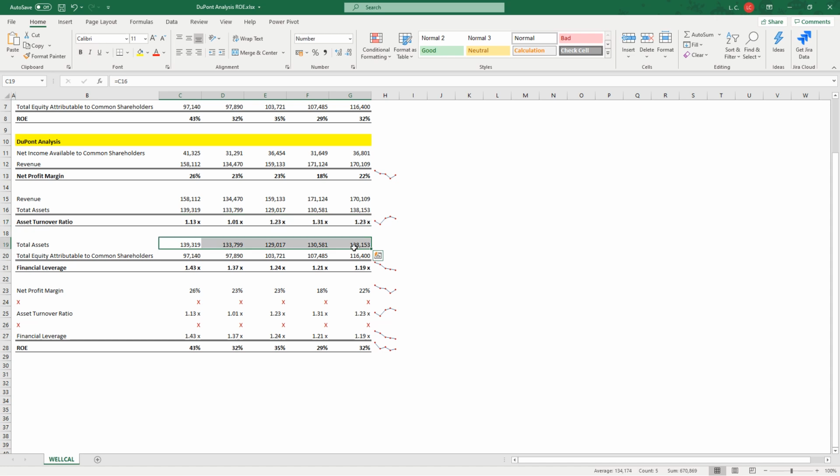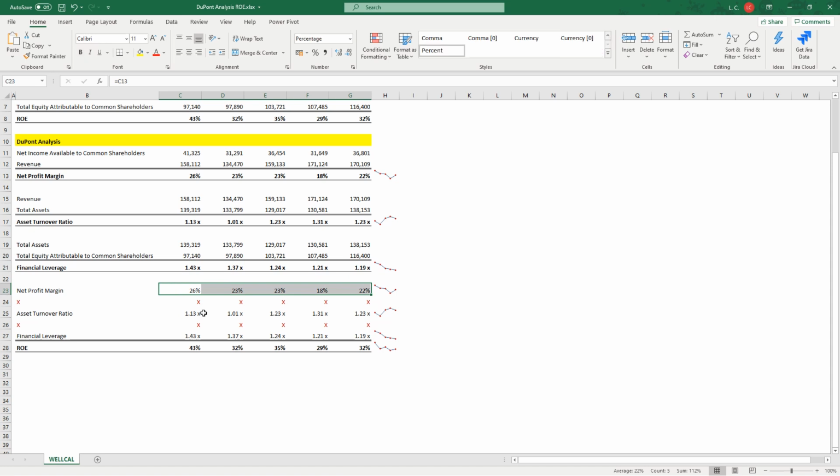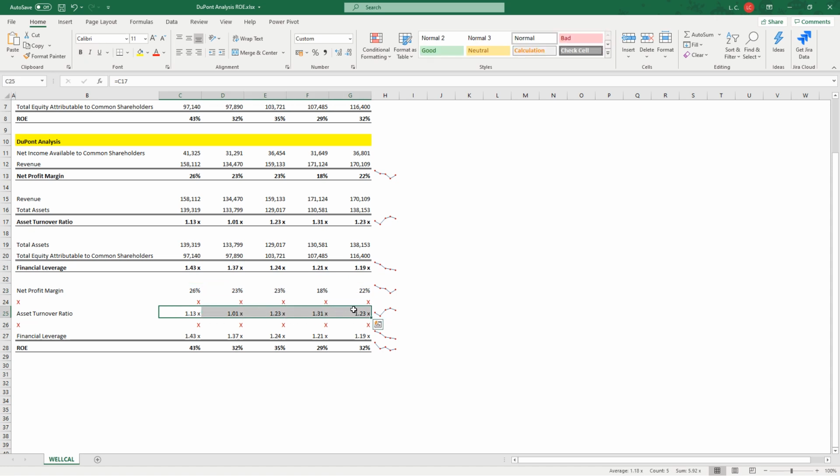Third, to calculate financial leverage, we divide total assets with total equity attributable to common shareholders. Financial leverage of WELLCAL declined gradually over the years. Last, multiply net profit margin, asset turnover ratio, and financial leverage to get ROE.